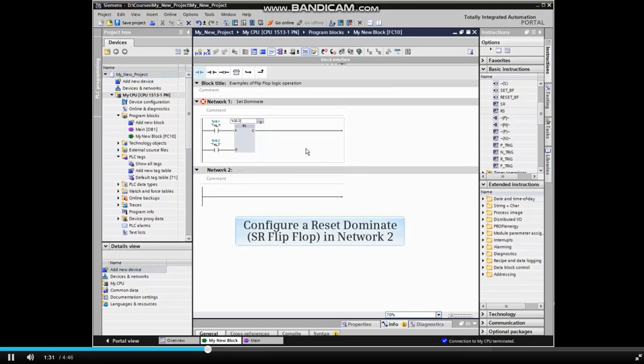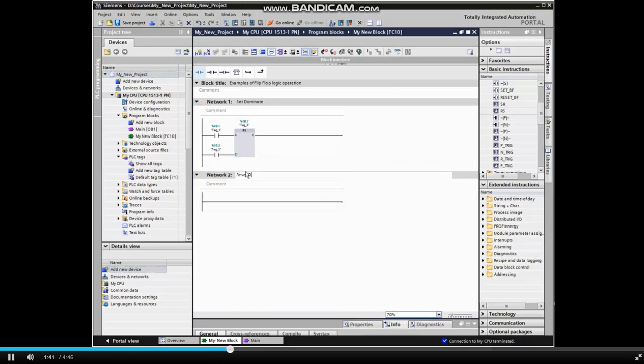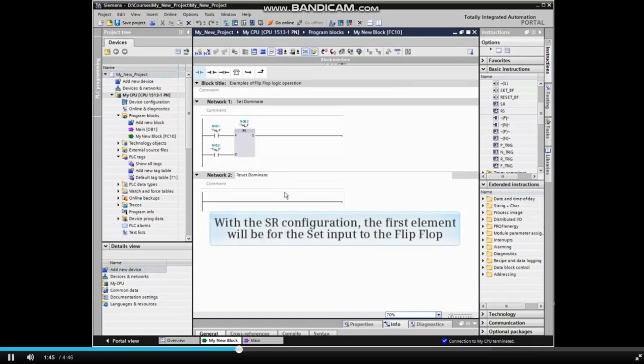The second type of flip-flop available is a reset dominant, or SR, flip-flop. We will configure an SR flip-flop in network 2. With the SR configuration, the first element will be for the set input to the flip-flop.